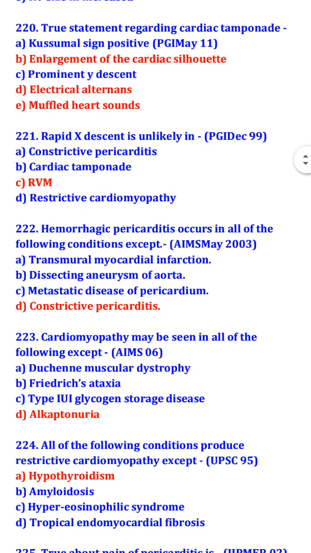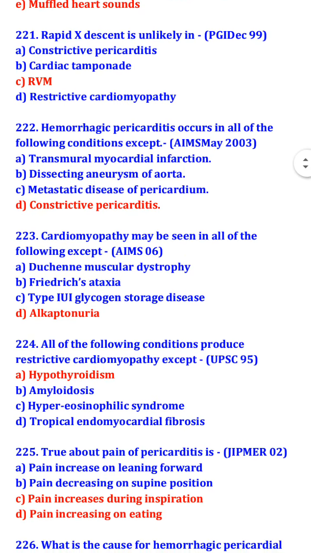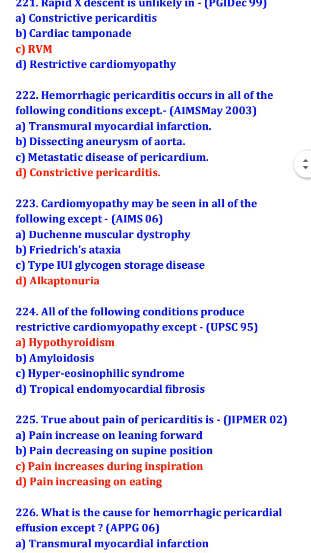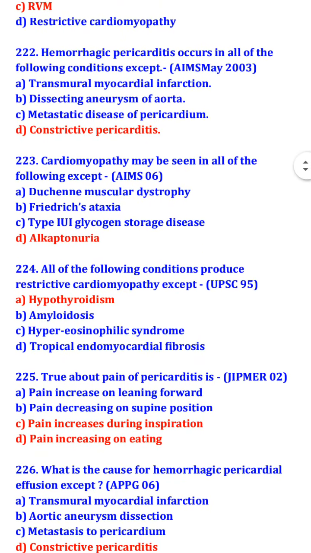Hemorrhagic pericarditis occurs in all of the following conditions except constrictive pericarditis. So, hemorrhagic pericarditis occurs in transmural myocardial infarction, dissecting aneurysm of aorta, and metastatic disease of pericardium. Cardiomyopathy may be seen in all of the following except alkaptonuria. So, cardiomyopathy can be seen in Duchenne muscular dystrophy, Friedreich ataxia, and type 2 glycogen storage disease.